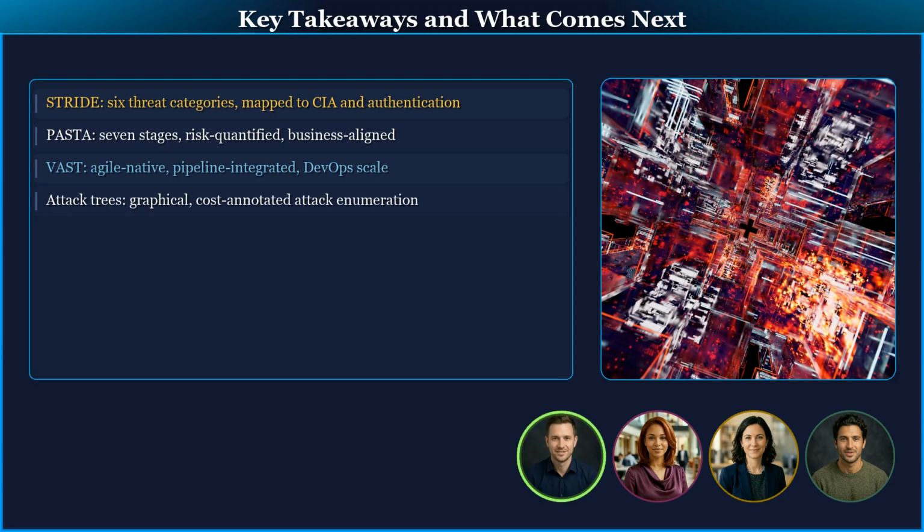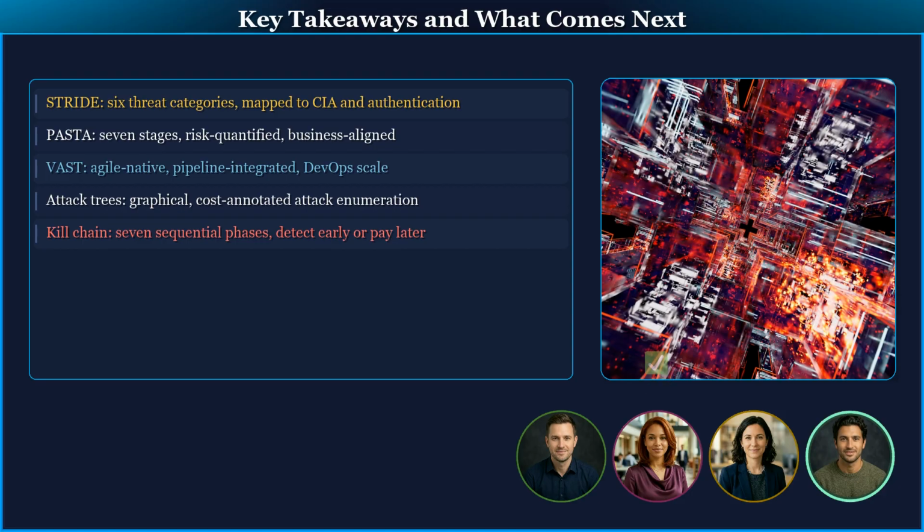Attack trees let you enumerate every possible attack path to a goal, assign costs and probabilities, and prioritize defenses graphically. The cyber kill chain maps the 7 sequential phases an attacker follows, and the defender insight is that earlier detection means cheaper remediation every time. Data flow diagrams and trust boundaries are the artifact that makes everything else work. No DFD means no visible attack surface, and no trust boundary means no systematic STRIDE analysis.